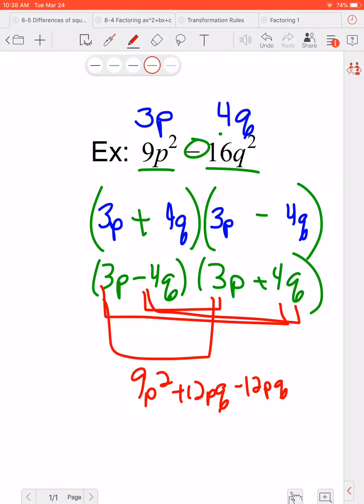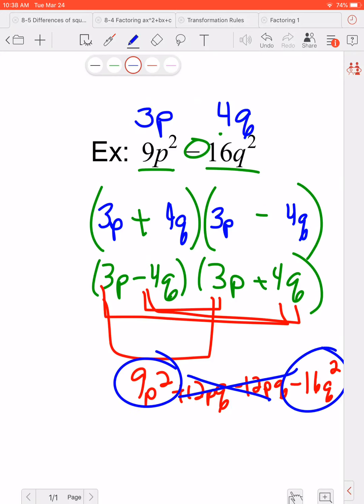And then negative 4q times 4q would be minus 16q squared. And again, my middle terms cancel, which I wanted to happen, so I'm left with 9p squared minus 16q squared, which conveniently is my original expression. So my final answer here would be this set of parentheses. This is just checking my work.